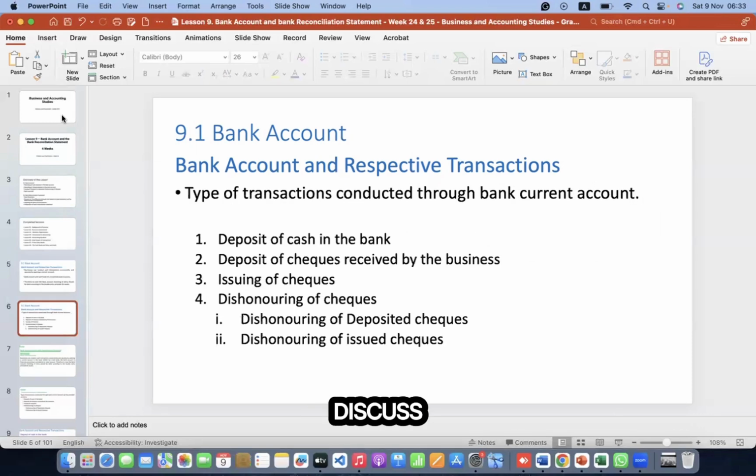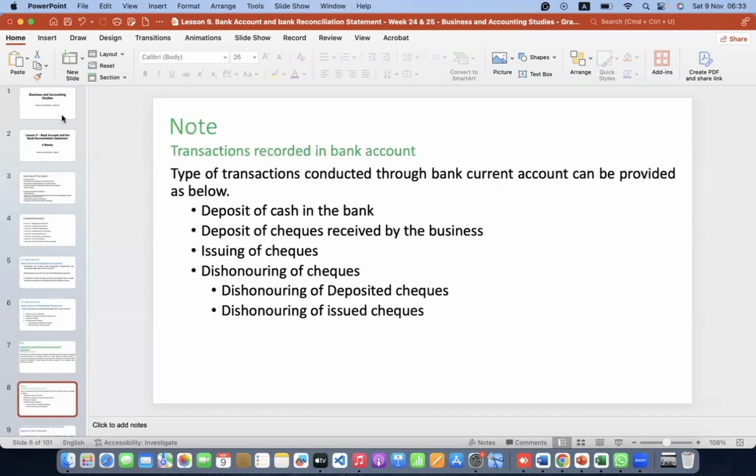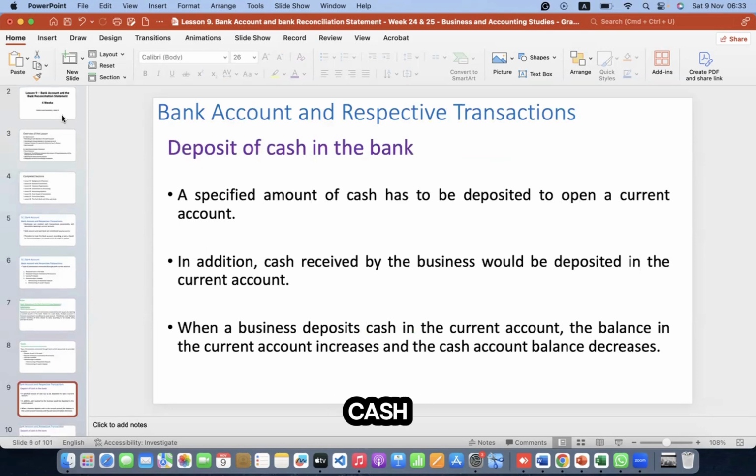Okay. And we discussed there are 4 types of transactions involved in the bank account: deposit of cash in the bank, deposit of checks received by the business, issuing of checks, dishonoring of checks. And when it comes to dishonoring of checks, there are dishonoring of deposited checks and dishonoring of issued checks. So deposit of cash, there are 2 forms. One is you are making a deposit, an initial deposit, and the next one is you are depositing cash in the bank in the normal course of business.